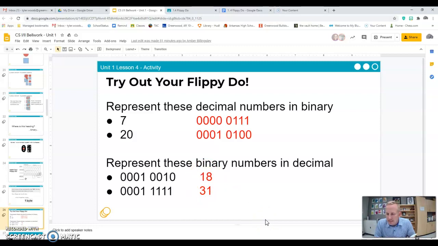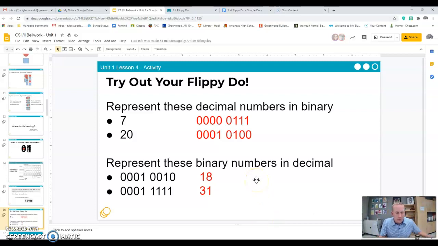Okay, this is basically the same thing we were doing before. Instead of writing it on paper, we're using this Flippy Do chart. If you think it's easier to write on paper, then go ahead. And the last one is, we know the answer is 31, but let's see how we got there. The answer is 5 ones, and starting from the right, I'm going to add up my 5 ones just like this. If I added these all together, 16 plus 8 plus 4 plus 2 plus 1, that would give me 31.